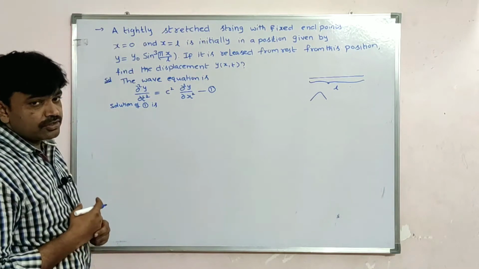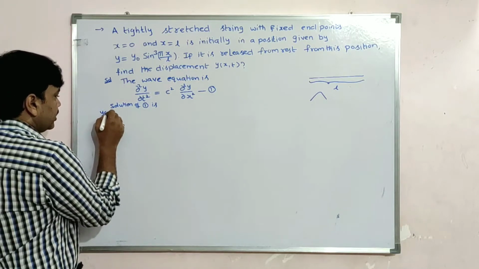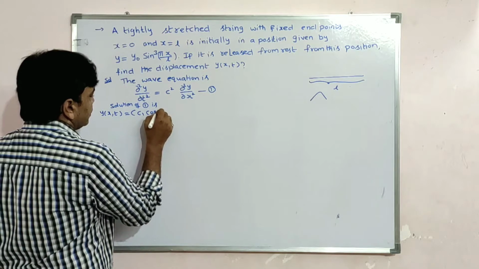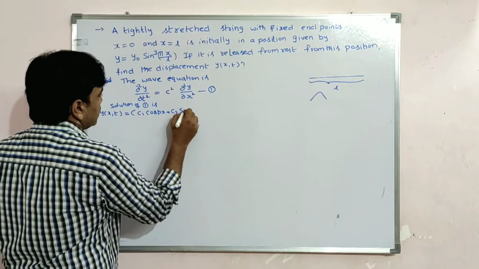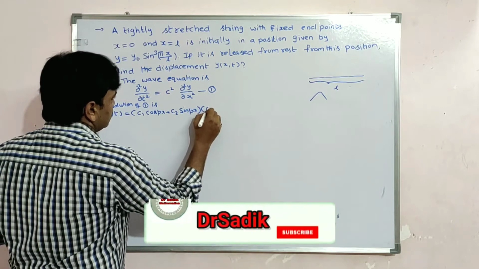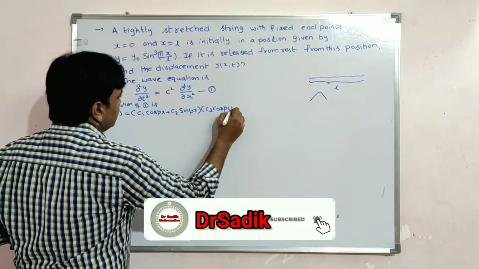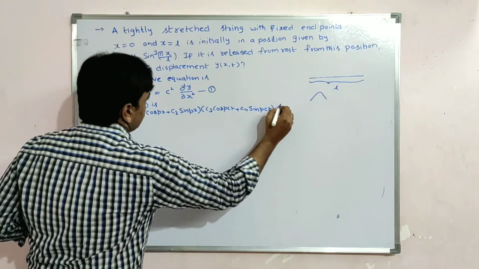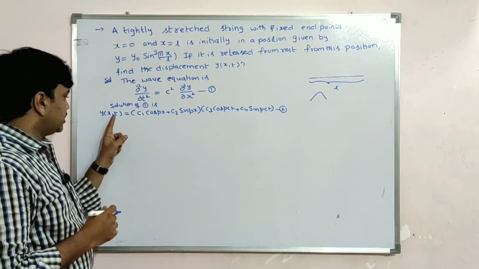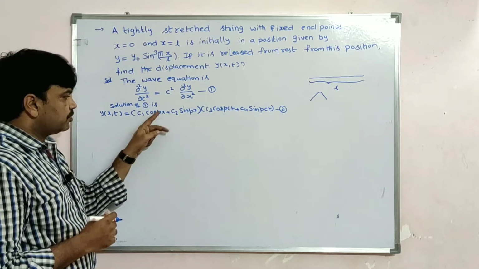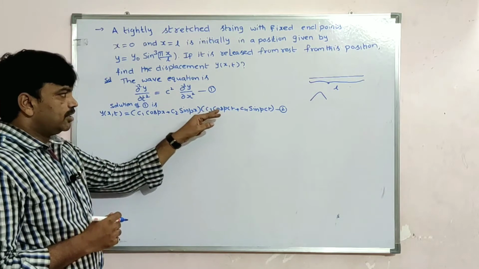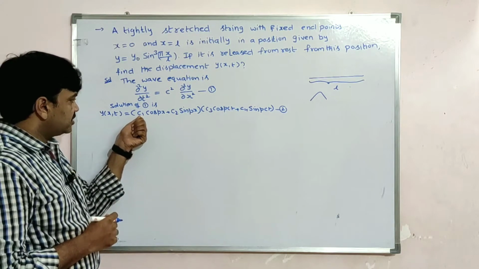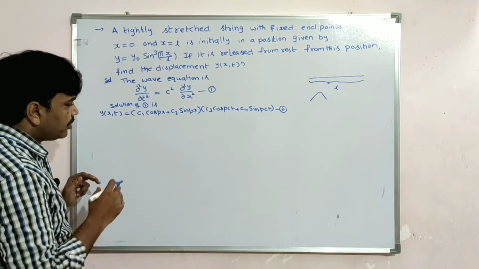What is the solution, students? y at x comma t is equal to (c1 cos px plus c2 sin px) into (c3 cos pct plus c4 sin pct). So this is 2, students. Now here we find the c1, c2, c3, c4 values by using the conditions.